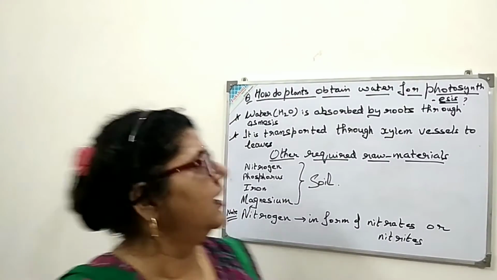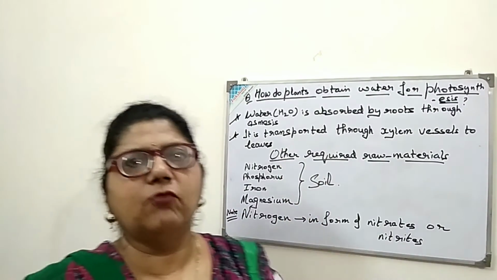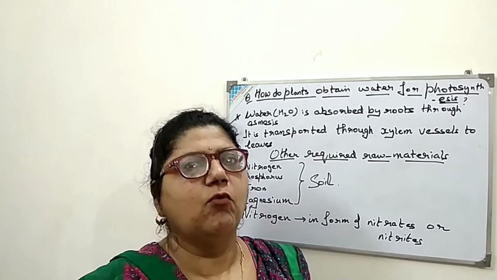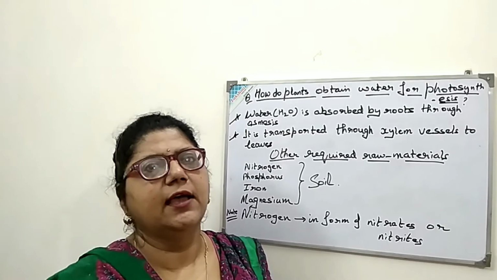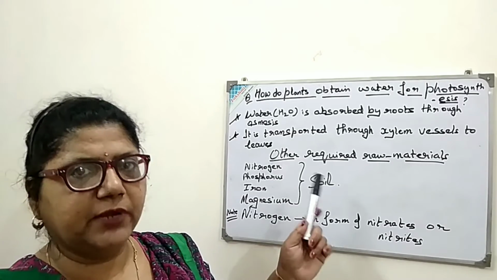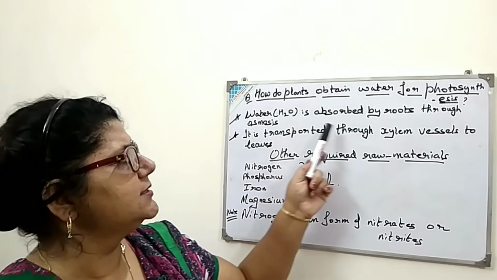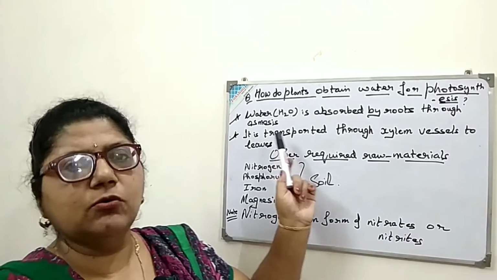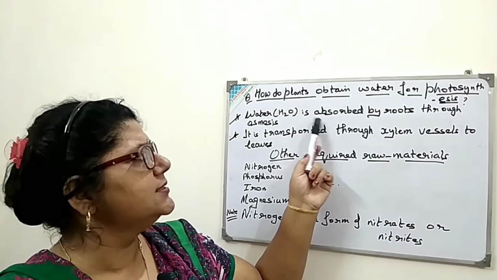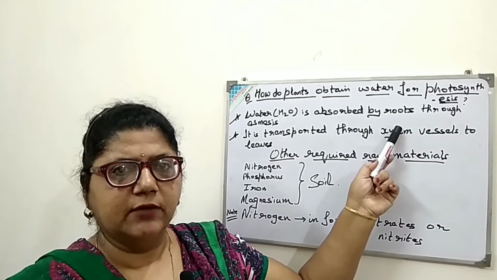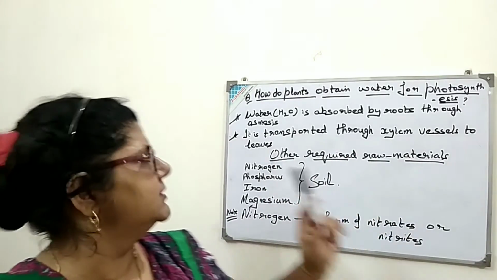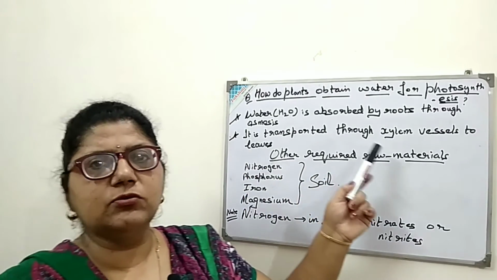Now we will see how do the plants obtain water for photosynthesis. Water is the second raw material which is required for photosynthesis. Now we will see how do the plants obtain that water. Water is absorbed by plants through osmosis. Now plants absorb the water with the help of roots with the process of osmosis. It is transported to xylem vessel.